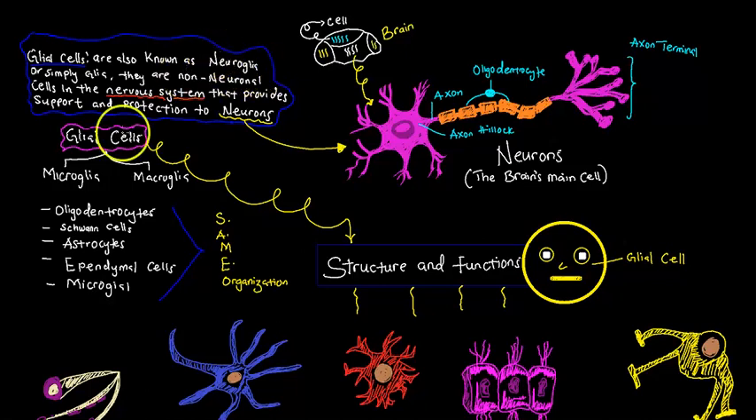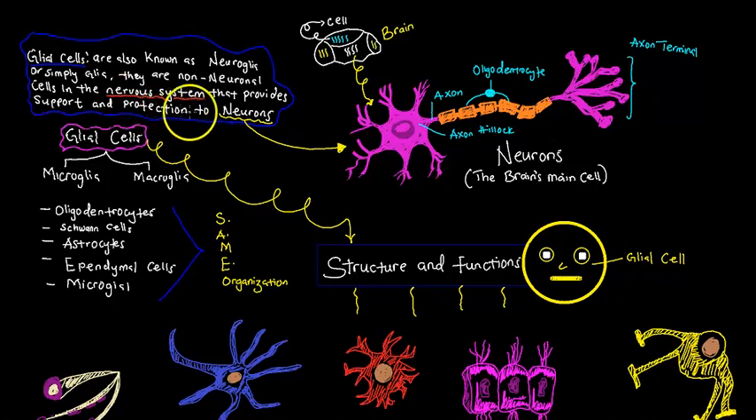In this tutorial, we are going to be focusing on the glial cells. When we say the glial cells, they are also known as neuroglia or simply glia. They are non-neuronal cells in the nervous systems that provide support and protection to the neurons. According to the definition which I just gave, if you notice, I have two underlined words.